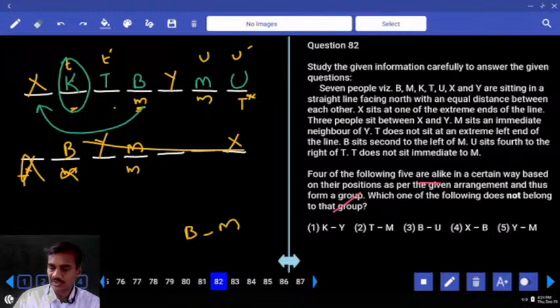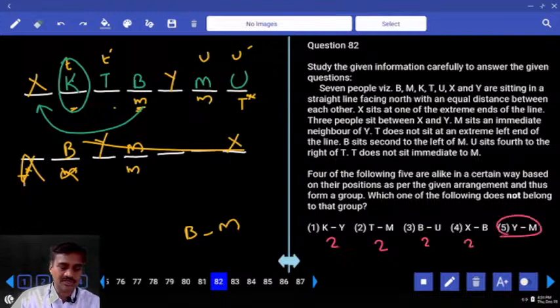And 82. Four out of the following are alike, find the odd one out. Now here, K and Y: there are two persons between K and Y. T and M, two persons. B and U, two persons. X and B, there are two persons. Y and M, they are adjacent to each other. What is the odd one? Choice 5 is the odd one, 82.